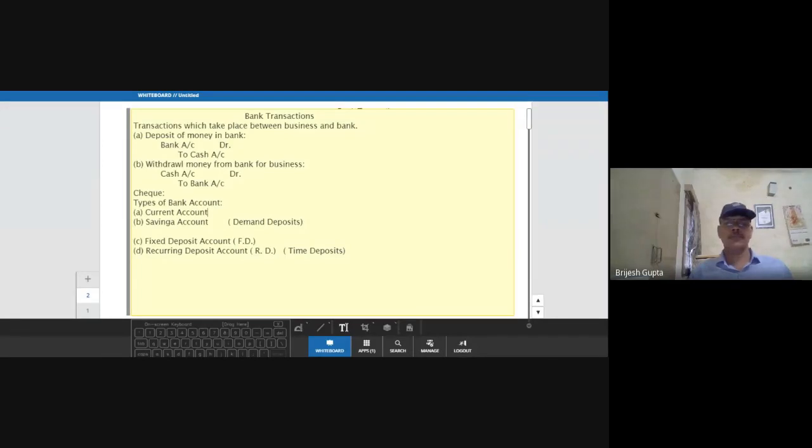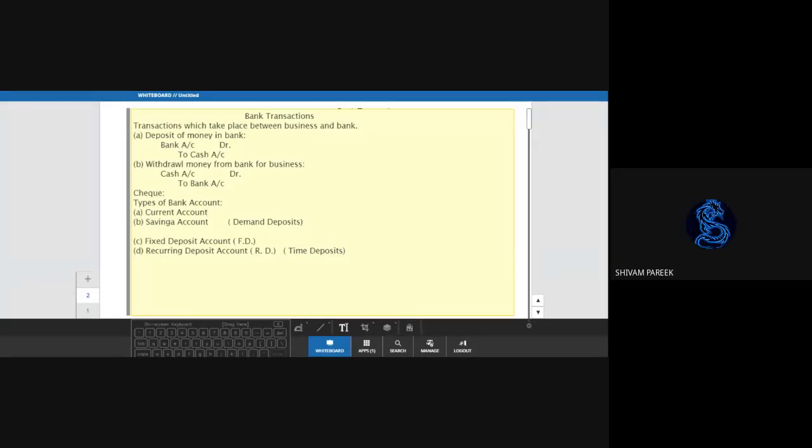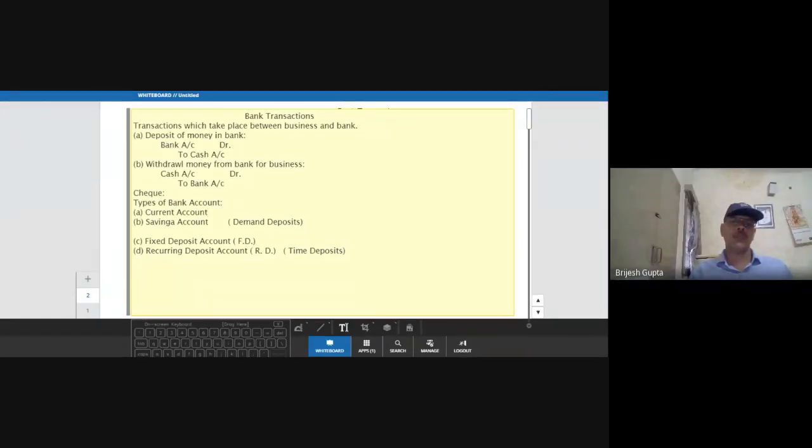Are you understanding? Yes, sir. This account is the current account. In this account, money can be deposited any number of times and withdrawn any number of times in a day. And the bank provides two books. One is called the passbook, and the other is the checkbook.